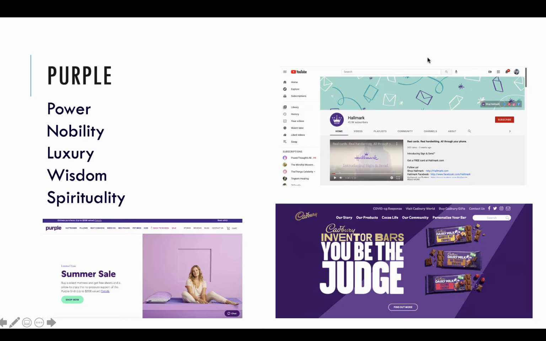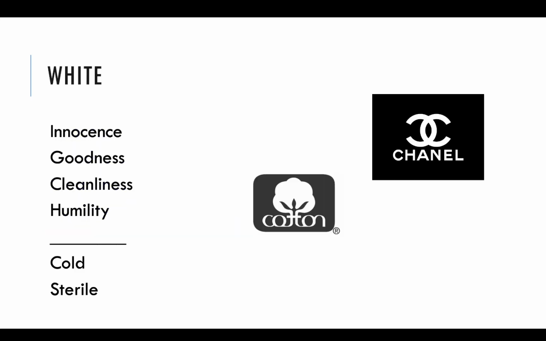I also showed here on the YouTube channel of Hallmark. Now, Hallmark goes as far as not only using the color purple, but they also use as their logo, their icon, the crown. Now, the crown definitely is around luxury, nobility, wisdom, etc. So think about purple as kind of pushing the edge on trendiness, but also with more of a luxury nobility feel.